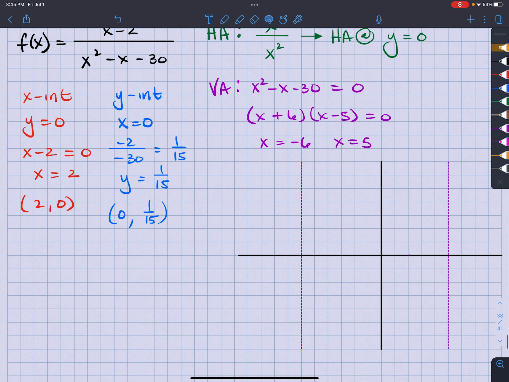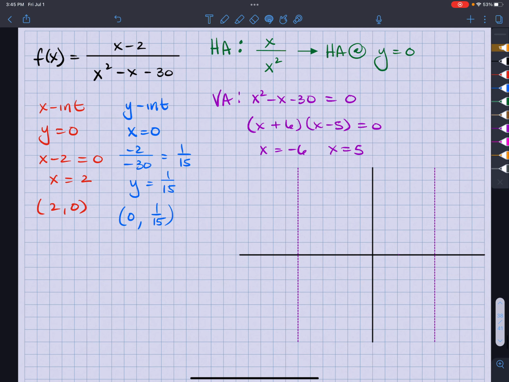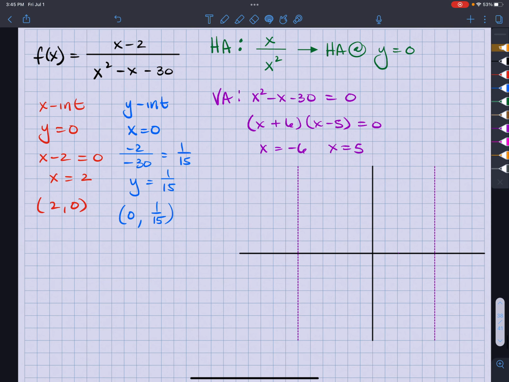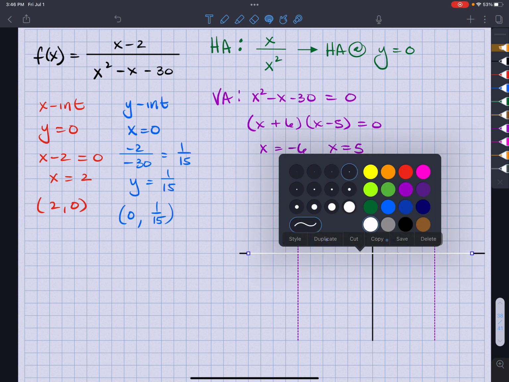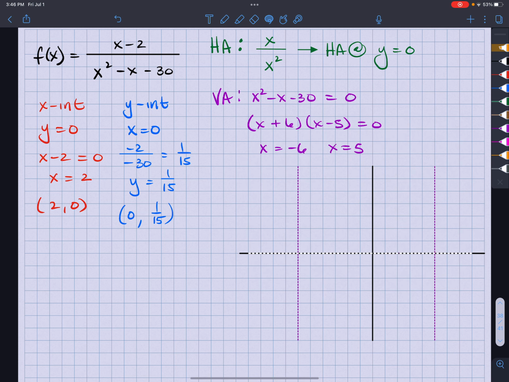I have, let me see here, a horizontal asymptote at y equals 0. I'm going to make that one, let's see here, white. It's kind of cool. Let's select that and make it dotted. There we go. All right, so I see my horizontal asymptote, and I can plot my x-intercept as (2, 0) and my y-intercept as (0, 1/15). There it is. It's very, very, very close, right?